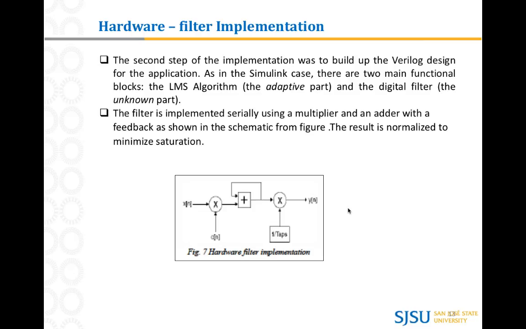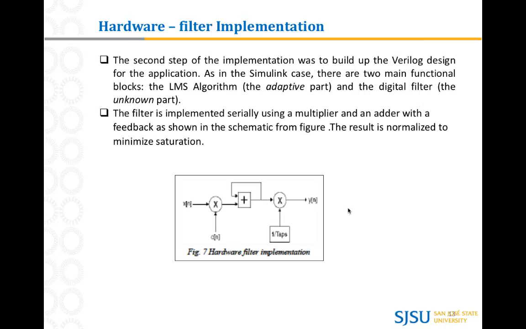This is the second step and a very crucial step to work out, because comparatively MATLAB is a very easy tool to work on and the Simulink model is very easy to work on, but the hardware implementation takes a lot of time because we have to write the Verilog code and pass the necessary parameterizable and randomizable sources. The second step of the implementation was to build a Verilog design for the application. As in the Simulink case, there are only two main functional blocks: the LMS algorithm, the adaptive part, and the digital filter, the unknown part. The filter is implemented serially using a multiplier and an adder with feedback, as shown in the figure.